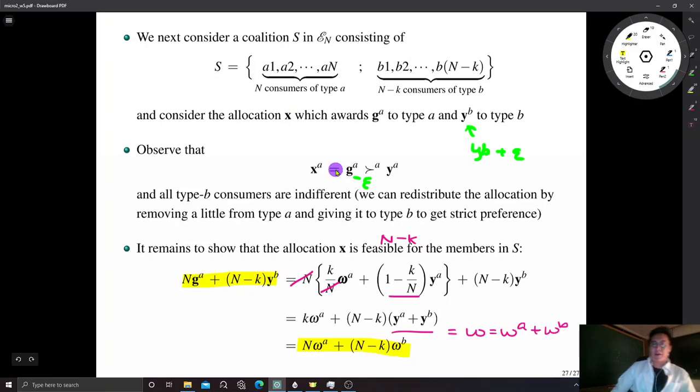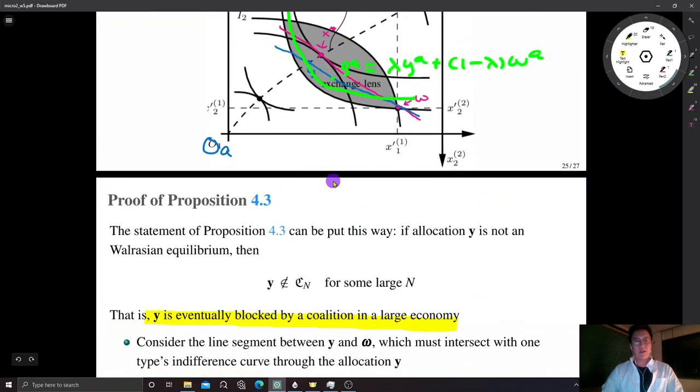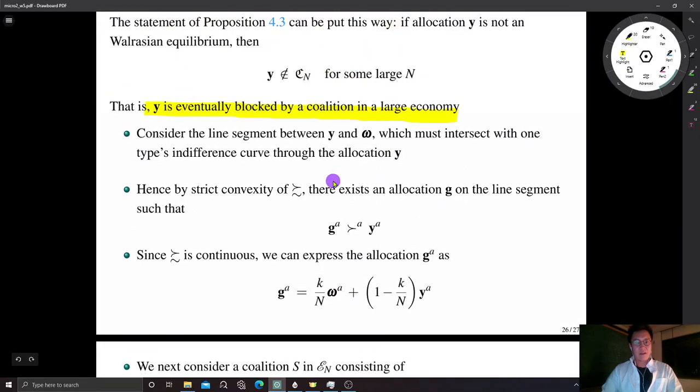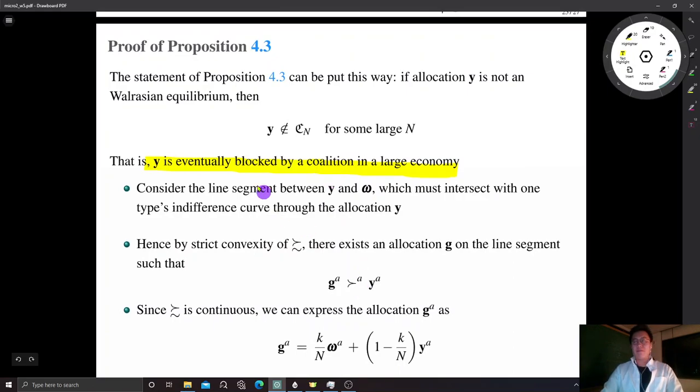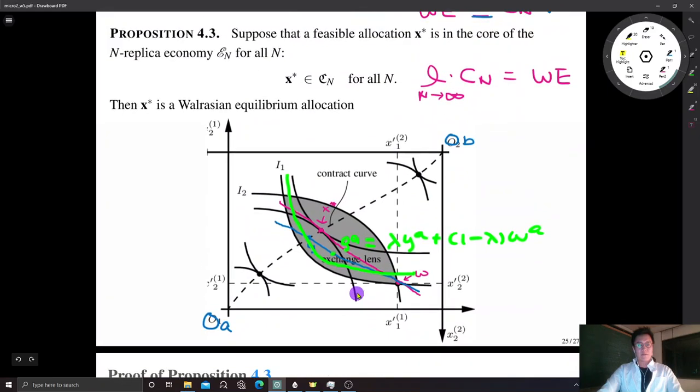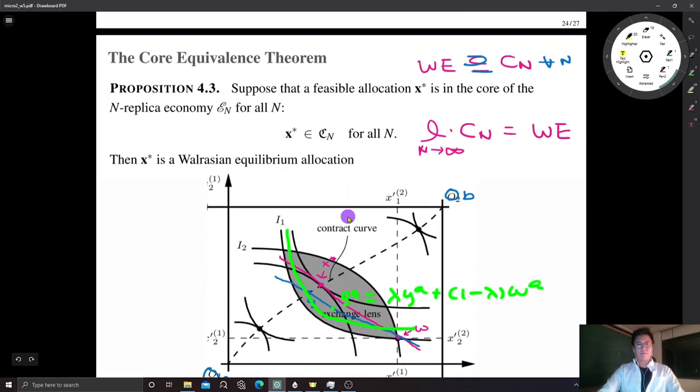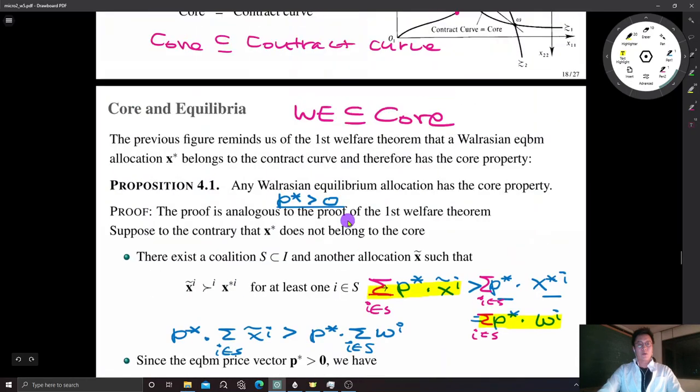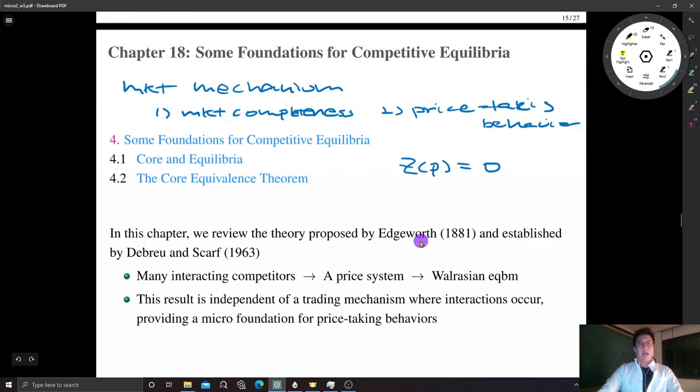All right, so this is the proof of the core equivalence theorem. That is a little bit complicated, but hopefully this is clear. If you have any questions or any difficulty in some steps, don't hesitate to contact me. And this is the final result of general equilibrium theory. We just went over the basic idea, the initial idea by Edgeworth: interaction alone gives us a Walrasian equilibrium allocation, a socially desirable allocation. Without relying on a market mechanism or underlying assumptions on the market mechanism, with interaction alone in a large economy, we can achieve a socially desirable allocation.